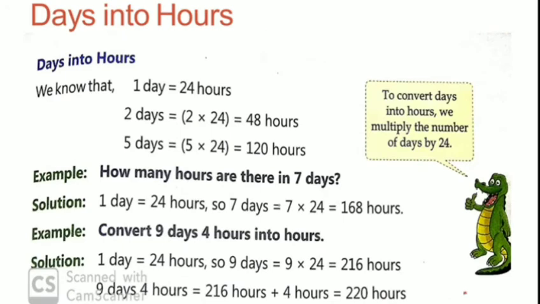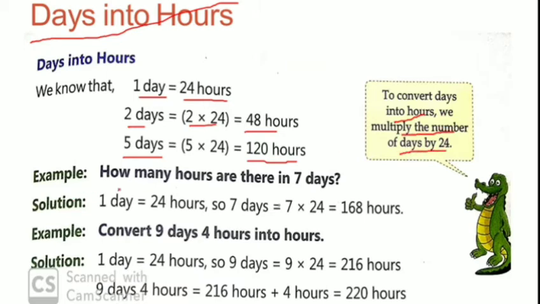Next is days into hours. Keep in mind 1 day is equal to 24 hours. In 2 days, 2 into 24 means 48 hours, and in 5 days, 5 into 24 means 120 hours. So to convert days into hours, we multiply the number of days by 24.